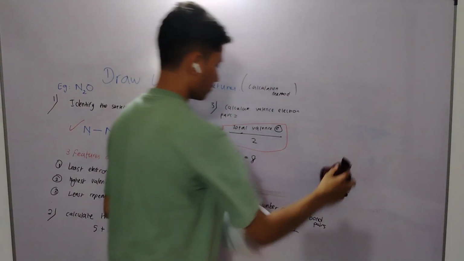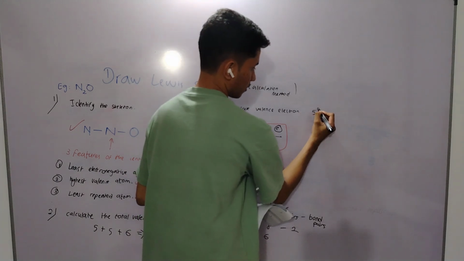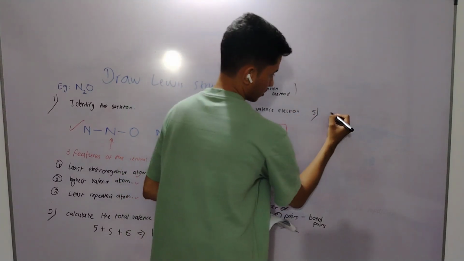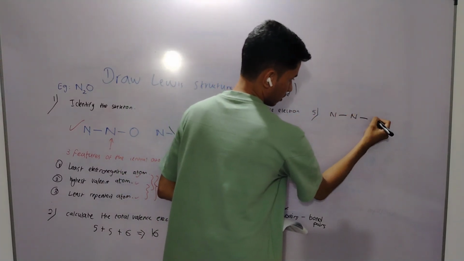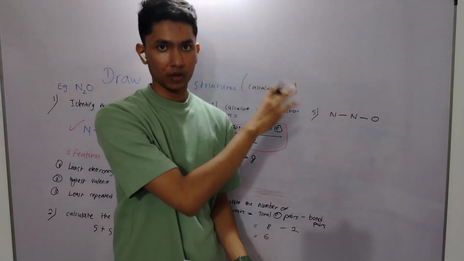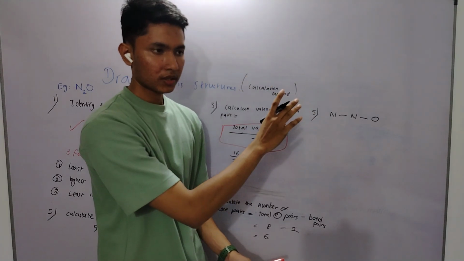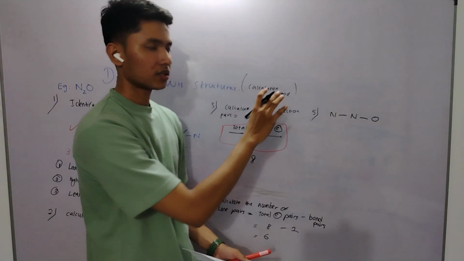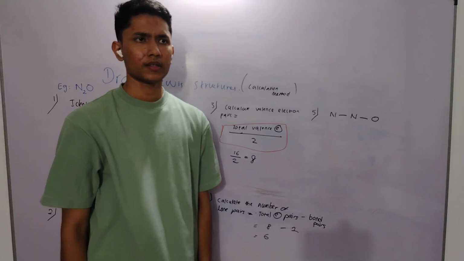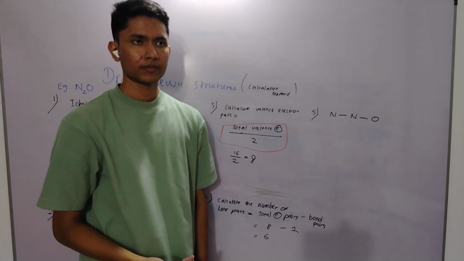Now, as the fifth step, we draw the most suitable structure, and then we fill the structure with lone pairs. How do we fill it? Now we have 6 lone pairs. There are 3 atoms. So how are we supposed to fill it?